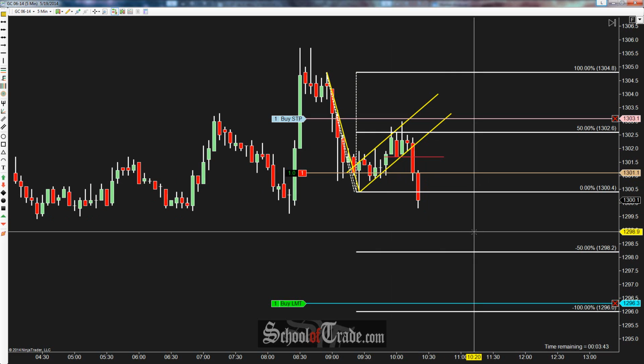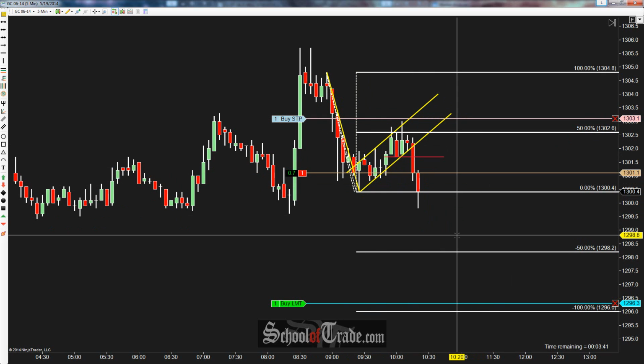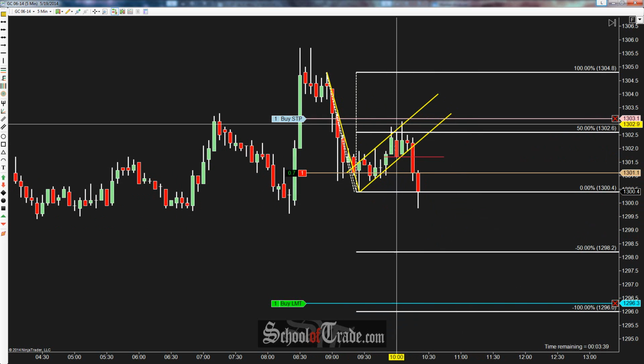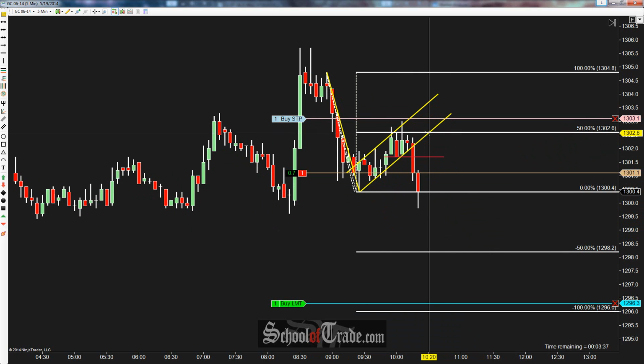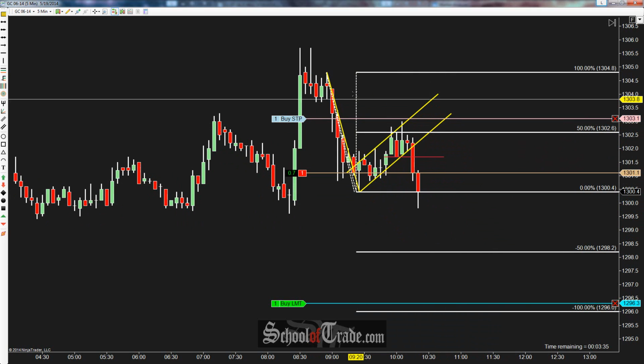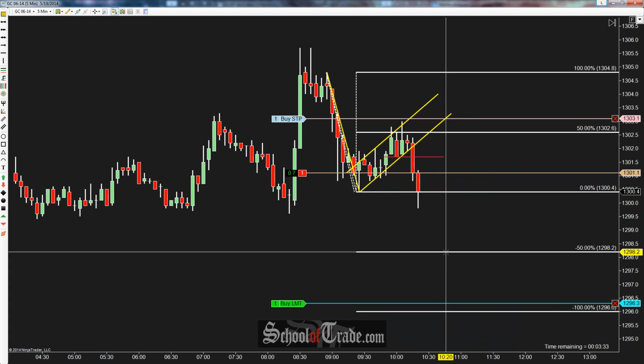This is a gorgeous flag pattern. These don't set up this nice looking very often. Typically, they look kind of ugly, and then they might dip back and come back up to the flag and then fall off. But in this case, this actually looks pretty nice here.